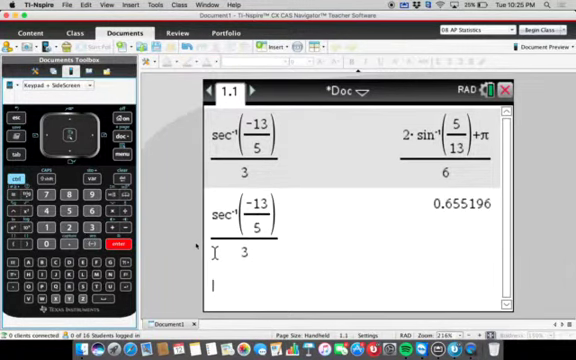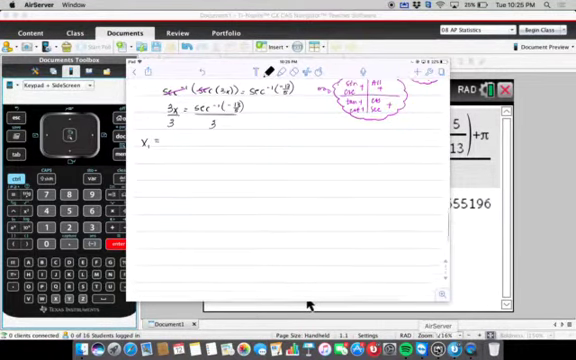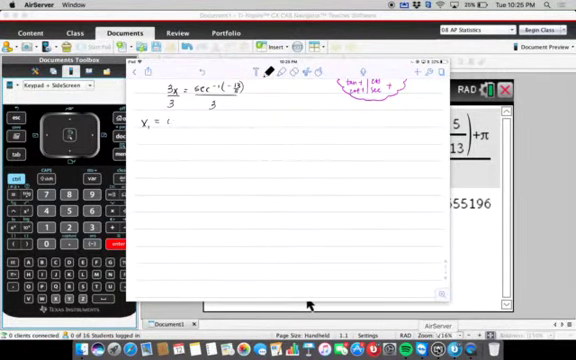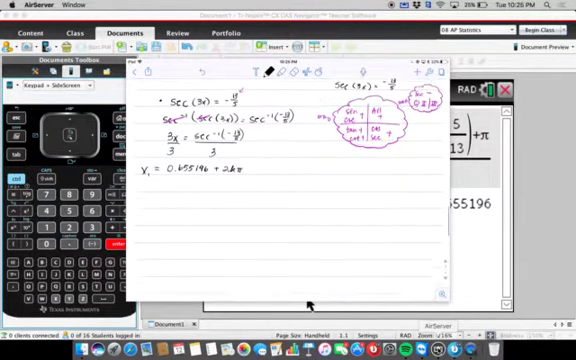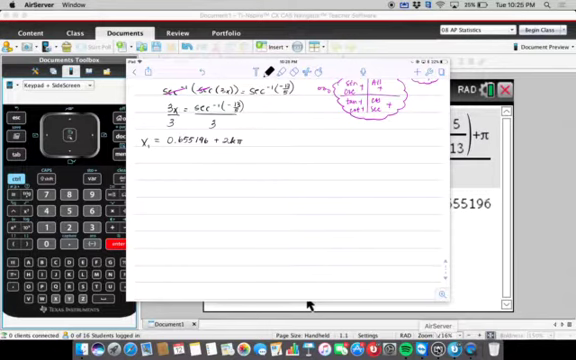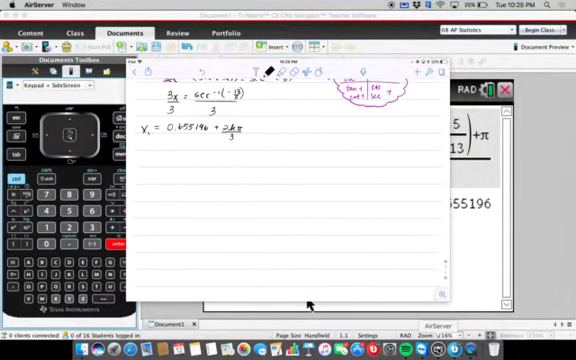And we get 0.655196. Let's write that down. We get that x1 is equal to 0.655196. And remember the general solution is plus 2k pi, since we're talking about secant, and remember 2k pi was also divided by 3, because you had to divide the entire thing by 3.